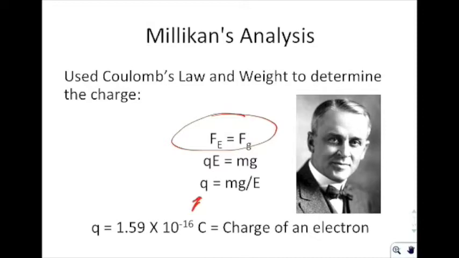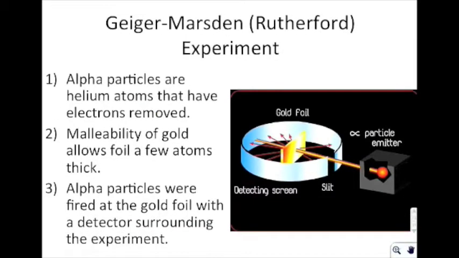Now, we generally recognize the charge of an electron to be 1.6 times 10 to the negative 19th coulombs, which is a little bit different than what he found. But at the same time, he was measuring the charge of a single electron a long time ago, so you've got to give him credit for being able to do that. Next, we have the Geiger-Marsden experiment, which is also sometimes called the Rutherford experiment.